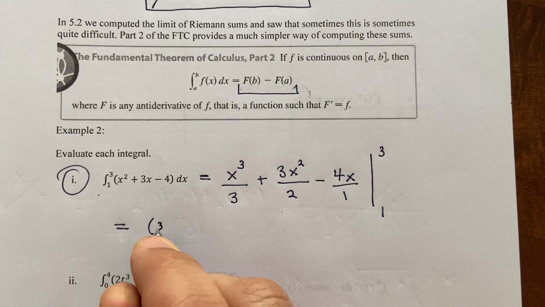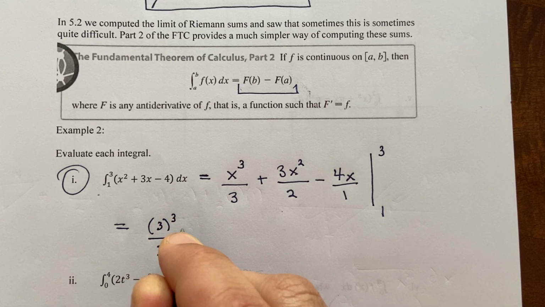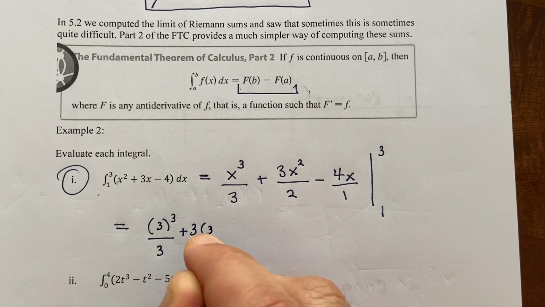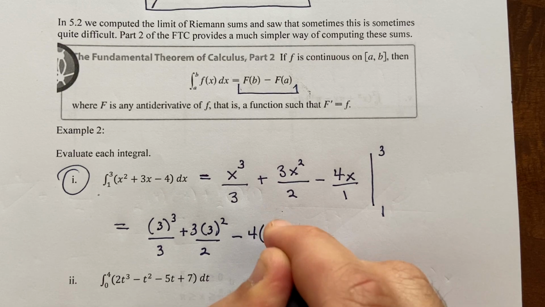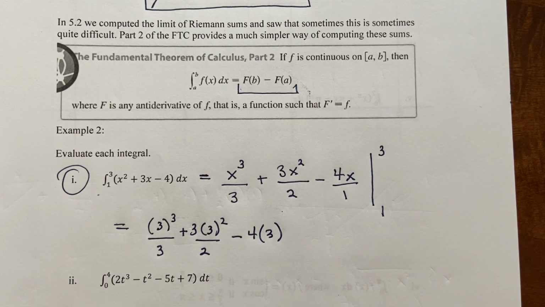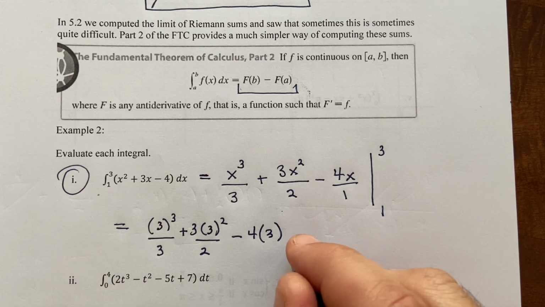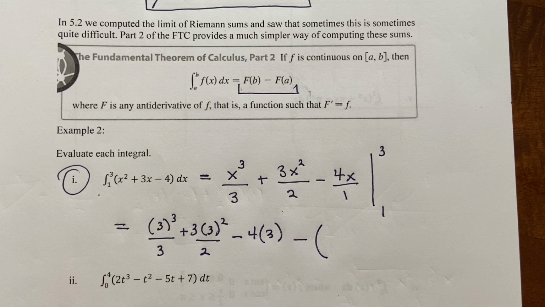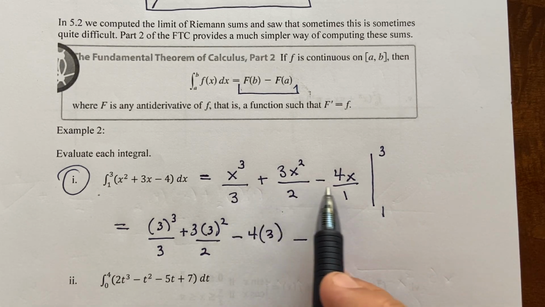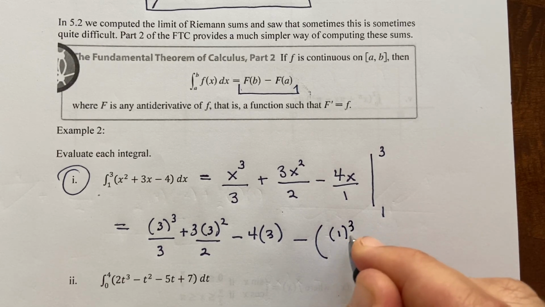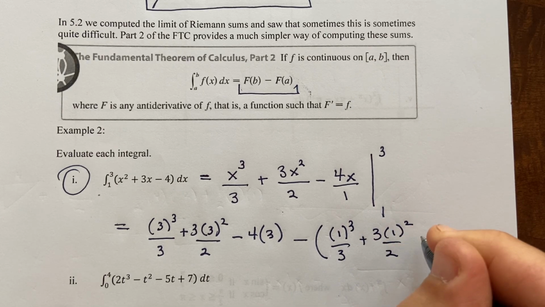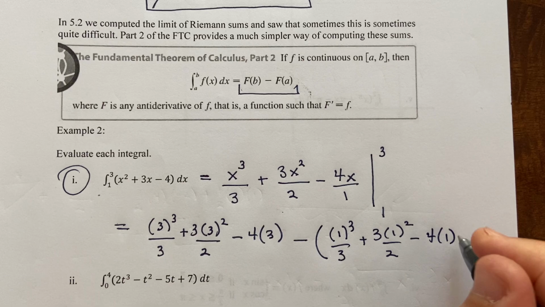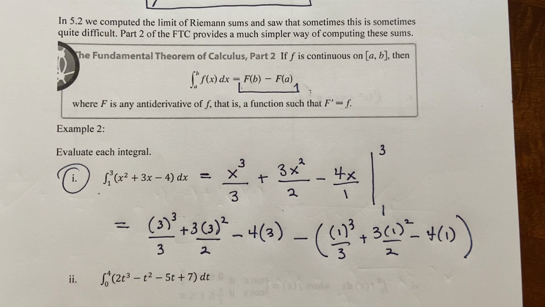So I'll have 3 cubed over 3 plus 3 times 3 squared over 2 minus 4 times 3. That's evaluating the antiderivative at the upper limit, which is 3. And then I need to subtract parentheses so that I subtract the entirety of this second part, evaluating this antiderivative at 1. So I'll have 1 cubed over 3 plus 3 times 1 squared over 2 minus 4 times 1, and whatever this is will be my result.